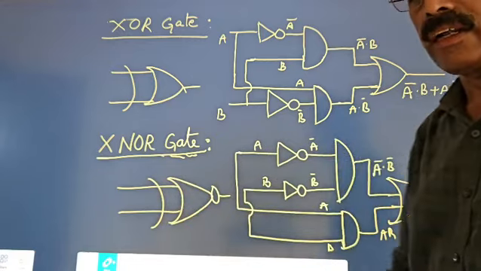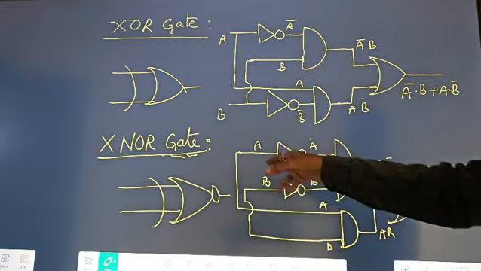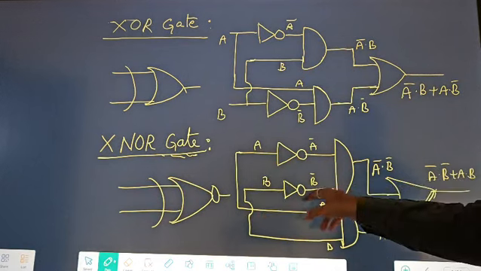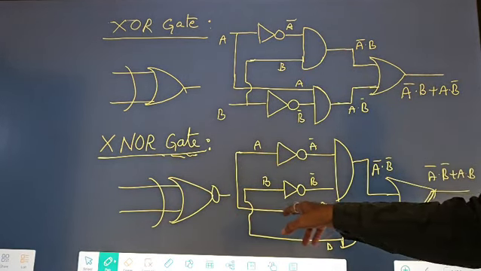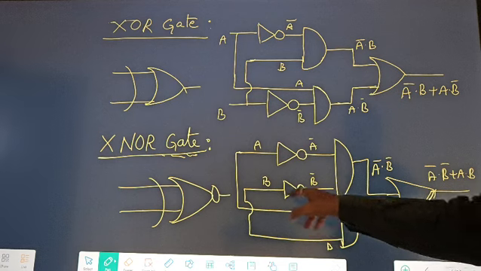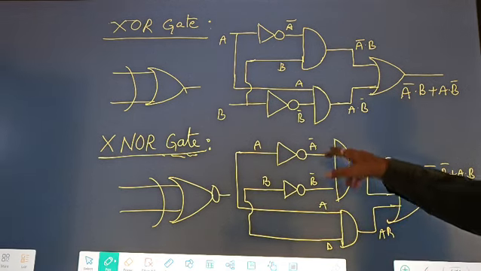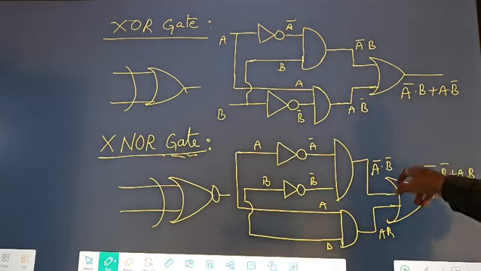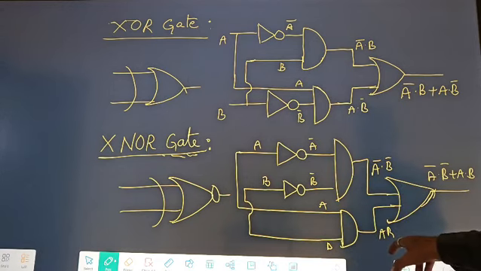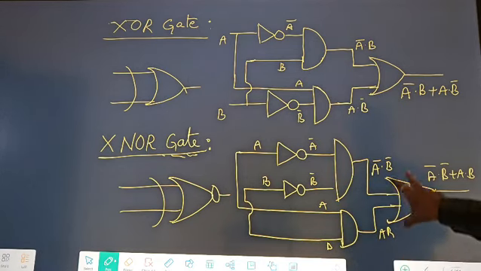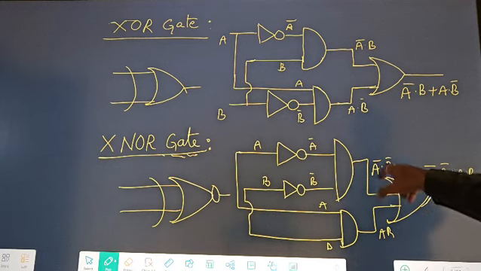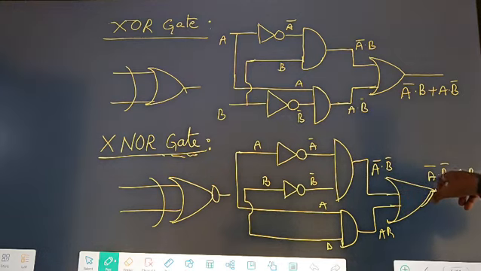Now this is XNOR gate. See, this is A bar, B bar, but A terminal is connected to AND gate, B terminal is connected to AND gate. So the output of this is A bar dot B bar and the output of this is A dot B. So again it is OR gate. Add these two, A bar dot B bar plus A dot B. This is called extraordinary NOR gate. So XNOR gate we can call it as.